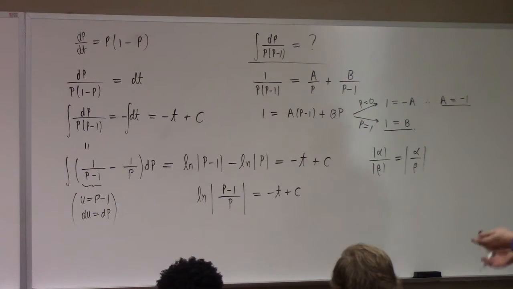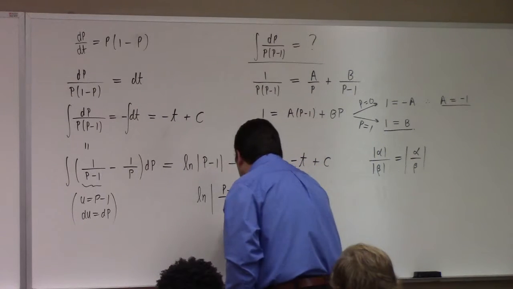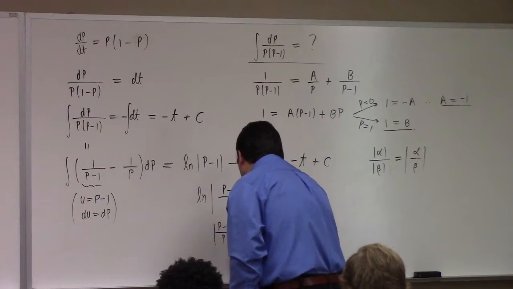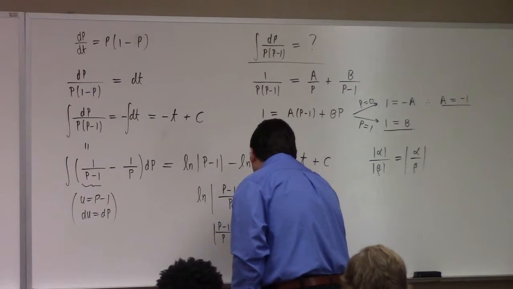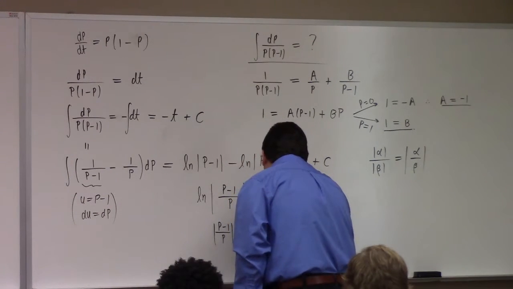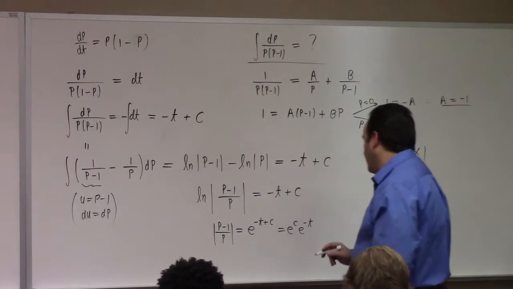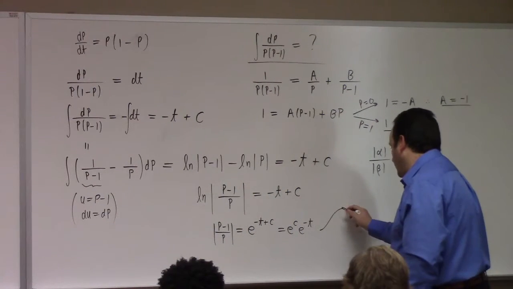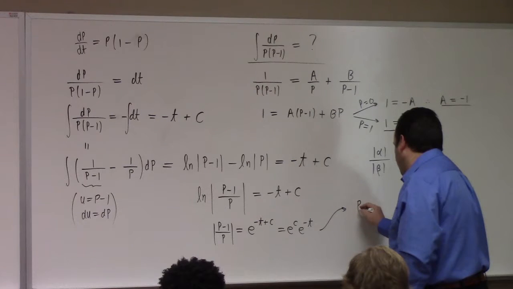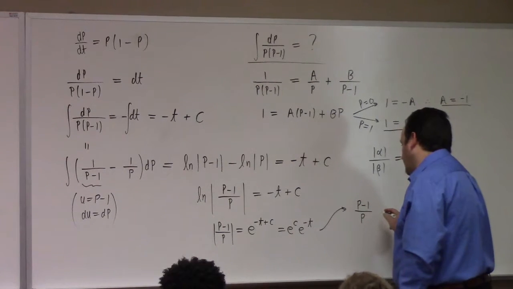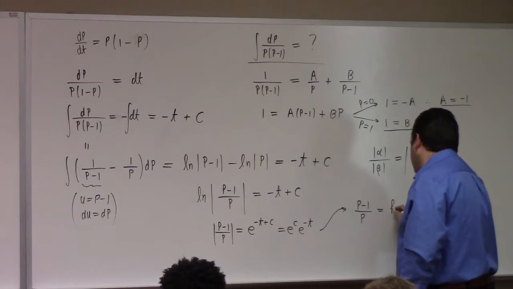And so now I'll exponentiate both sides. And so I get p minus 1 over p, absolute value, is equal to e to the minus t plus c, which again is e to the c times e to the minus t. Right? And so what that gives me is that p minus 1 over p is equal to some constant.